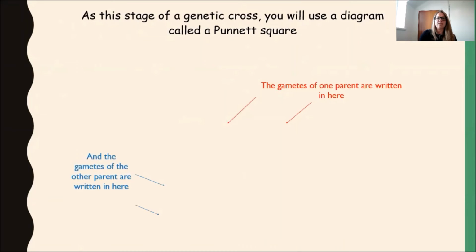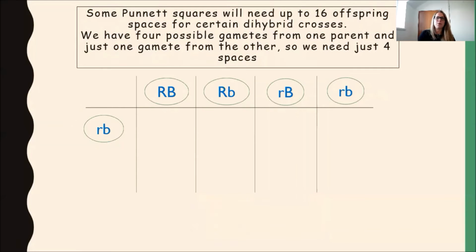Write the gametes from one of the parents at the top and the gametes from the other parent down the side, just like we did in the monogenic cross. Only this time, remember, there are going to be more boxes because we've got more gametes. So we put them together in the Punnett square here, and remember we've got only one different type of gamete here, so we don't need to write it all down. Sometimes these Punnett squares become really, really big because there are 4 different gametes along the top and 4 different gametes along the bottom, so sometimes we need up to 16 spaces for the offspring. In this case, we only need 4.